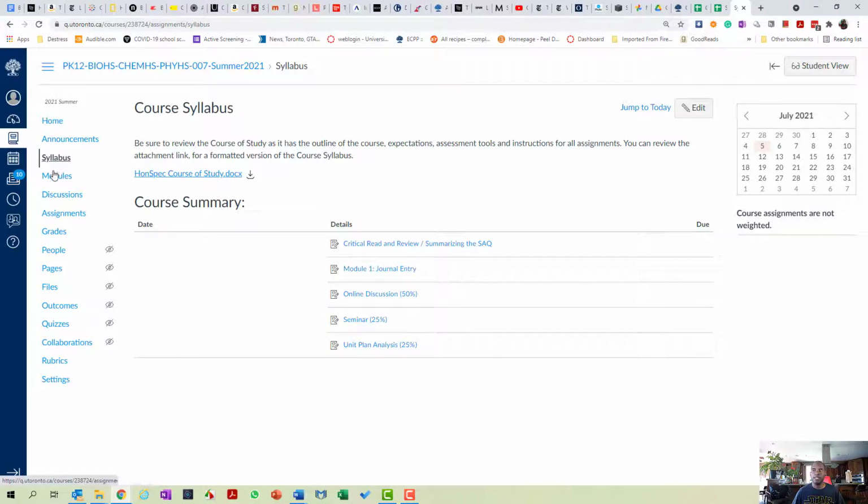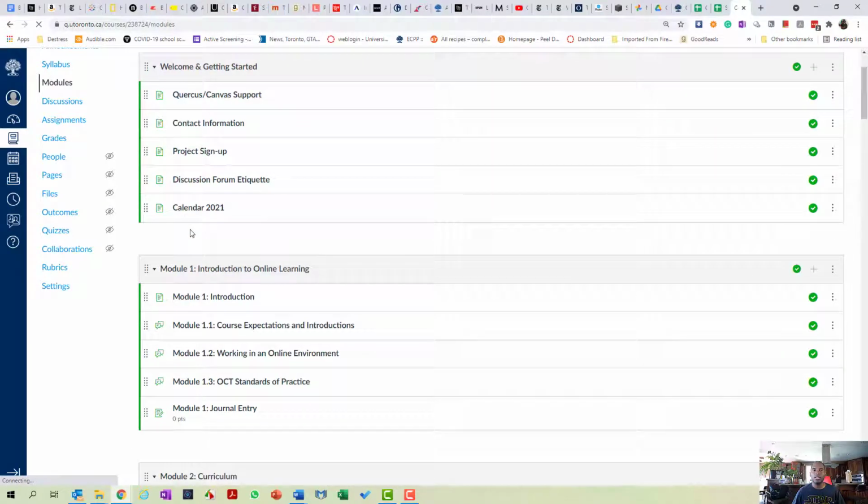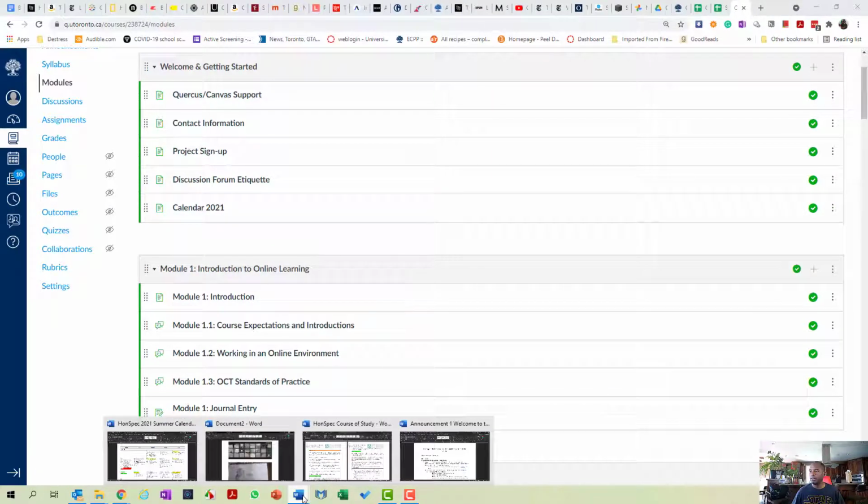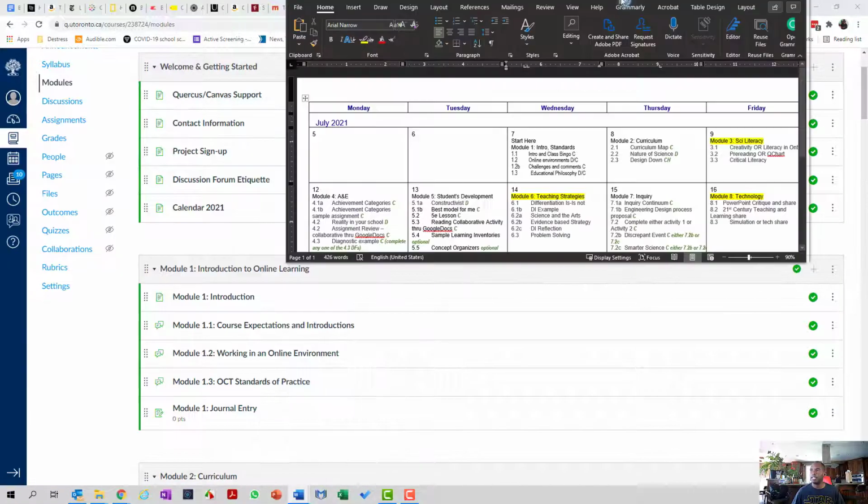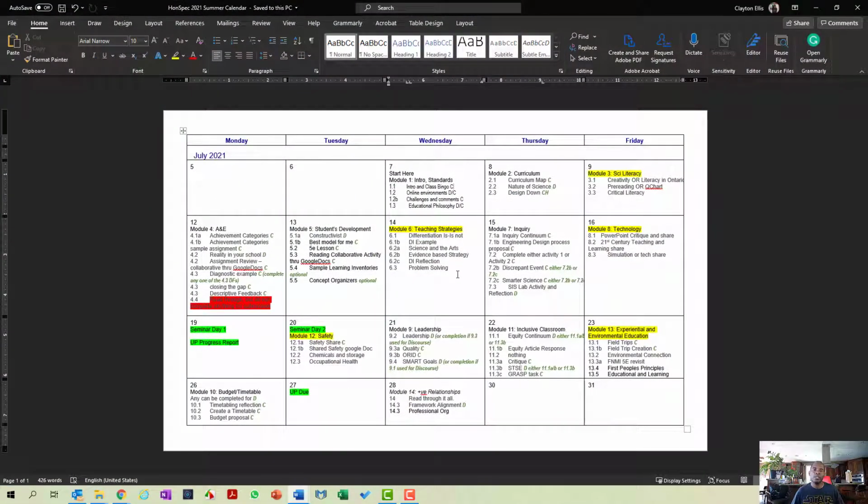if I go over here on the left-hand side to modules, I'll see calendar 2021. When I open up that document, what you'll see is something that looks like this. This is the Word version, so you can download the Word version so you can see a nice overview with colors and nice formatting, or you can open it up directly in the environment and it's a little bit more Spartan. So you'll see what we're doing day by day. You'll notice that some of these dates are yellow highlighted, and these yellow highlights represent days when you do not have to interact with the entire class in a discussion format.